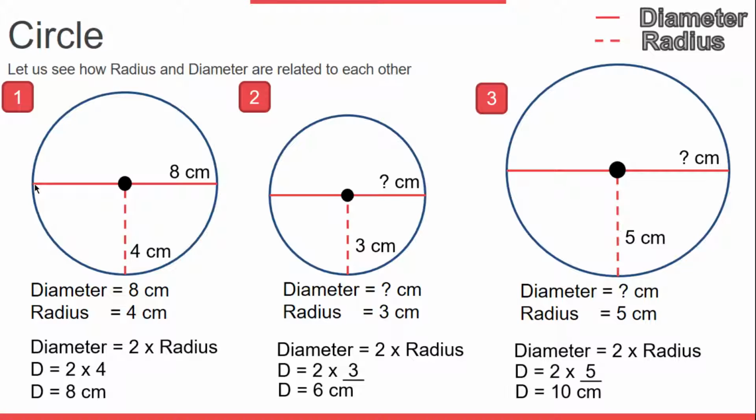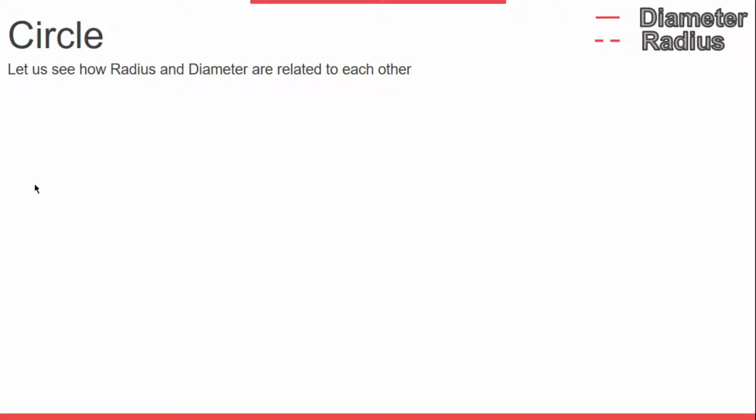So this is the relation between the diameter and the radius, which is simple to understand. But note, all these 3 questions had the radius given to us, not the diameter. What will happen if the diameter is given and not the radius? That will bring us to the second set of questions.